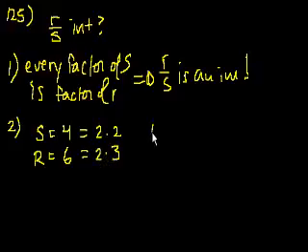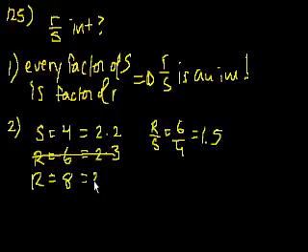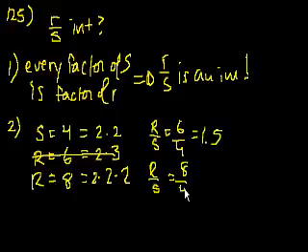But r over s would be 6 over 4, which is not an integer. So even though these satisfy the second condition, this isn't an integer. But then I could have, instead of making r equal to 6, made r equal to 8, which is equal to 2 times 2 times 2. And in this case, it would have been an integer. R over s would be 8 over 4, which is equal to 2. So statement 2 really doesn't give us information as to whether r over s is an integer. So statement 1 alone is sufficient.